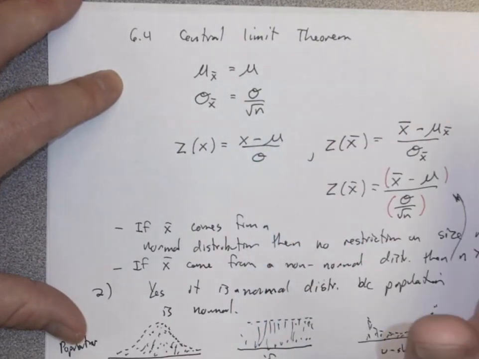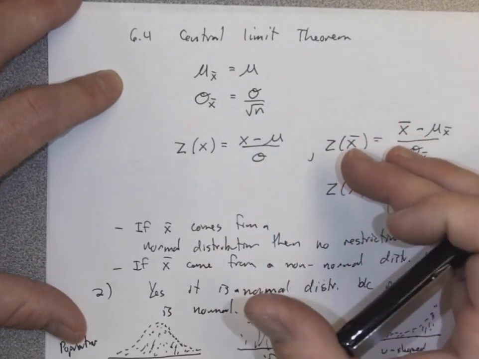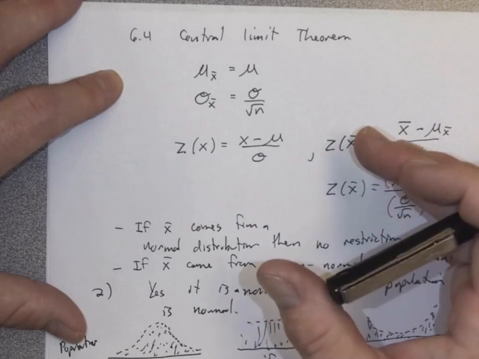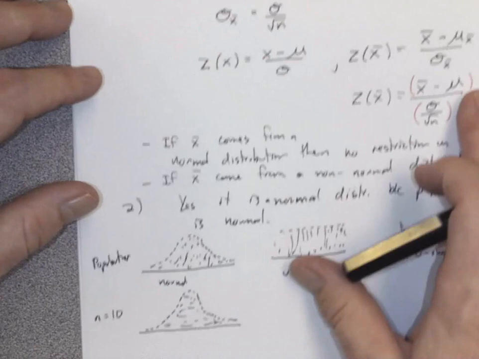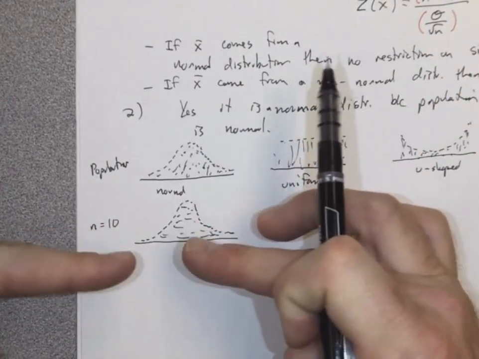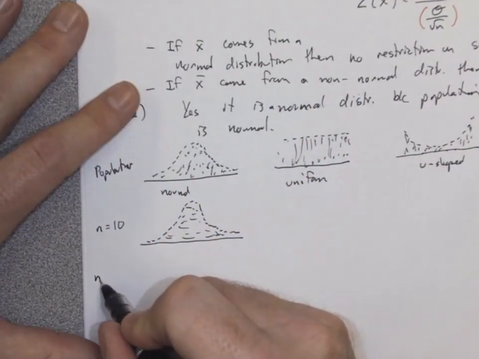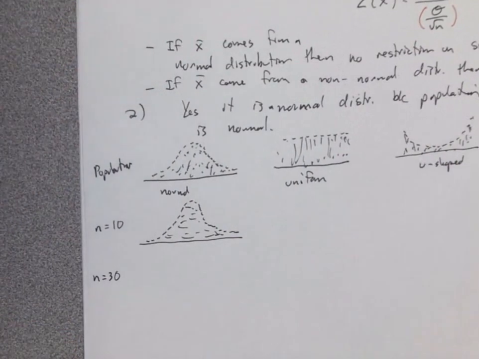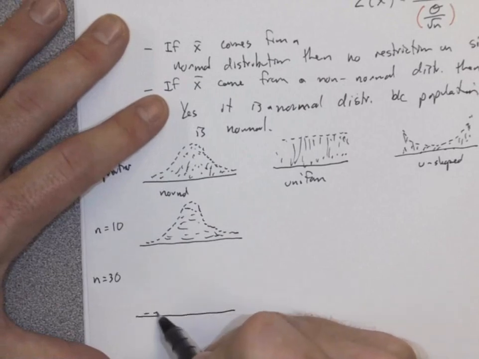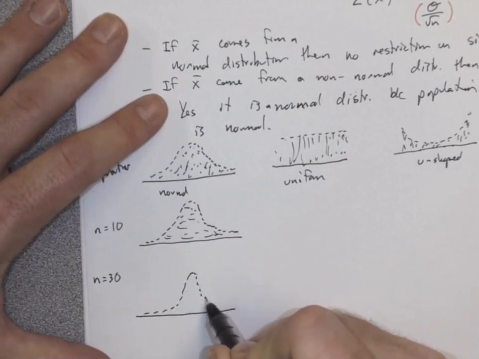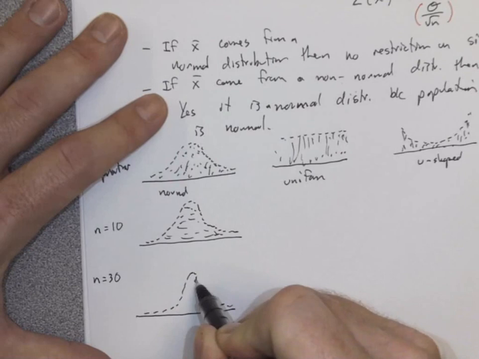So since the square root of 10 is, I don't know, probably somewhere around 3-ish, right? If I take a number and divide it by 3, you guys agree that the standard deviation is getting smaller? If the standard deviation gets smaller, this thing is going to squish a little bit. And if I have n equal to 30, now I'm dividing by a number around 5, right? So it's going to look even skinnier. But it's still going to have a bell shape.